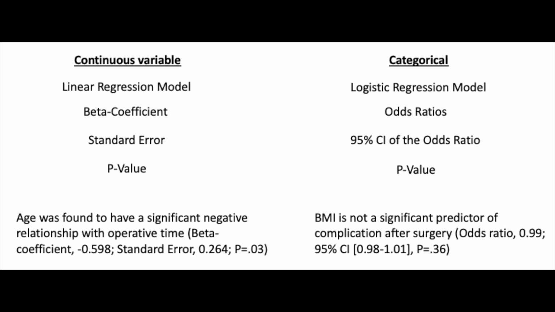And since it's so important, I want to stress it again. If you're trying to predict a linear or continuous variable, you're going to use the linear regression model and you're going to report beta coefficients. But if you're going to predict a categorical variable, you need to utilize odds ratios.